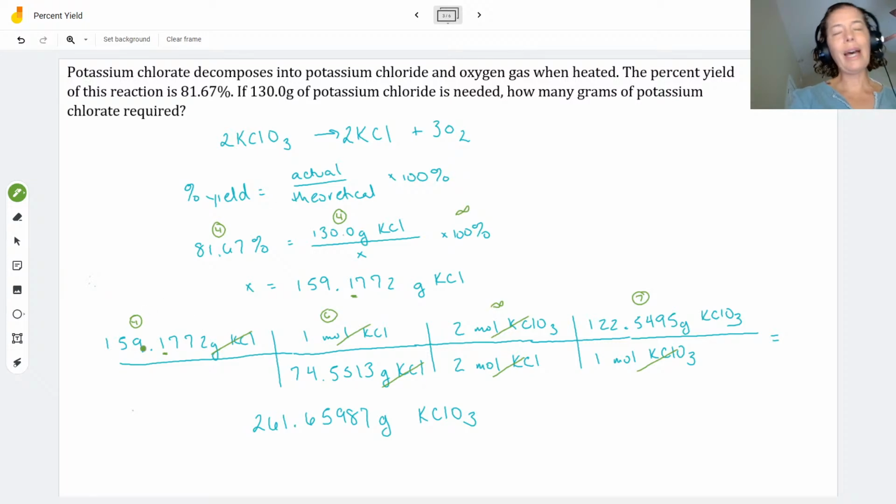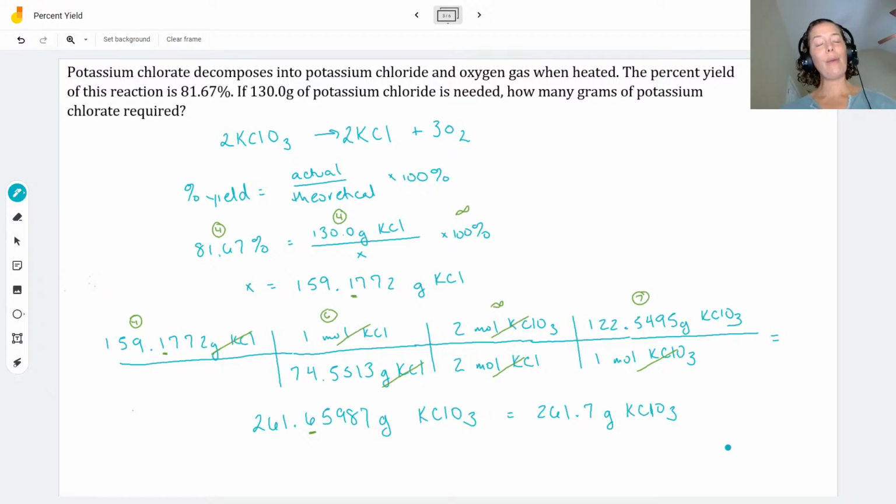Okay, so my mass of potassium chloride is going to limit my answer. And it's going to limit it specifically to 4 sig figs, so I am rounding at that 6 right there. So let me just write this with the correct rounding. 261.7 grams of potassium chlorate. Okay. Let's make sure there are no questions.